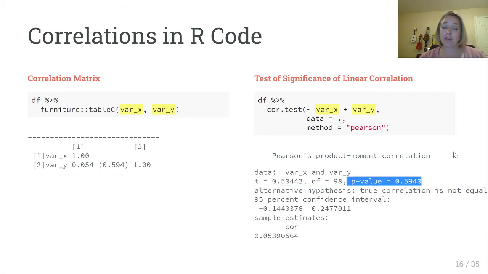So there's a quick refresher or quick rundown of how to do correlations in R, either as a matrix or a specific test. And again, here's the p-value. And on the matrix, the p-value is in the parentheses. And usually the correlation and the p-value are the two things that are reported.